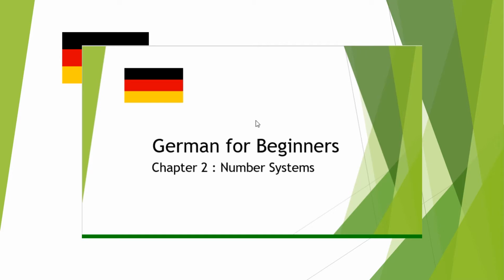Today we are in chapter 2. So we'll quickly learn the number system in German. We will check the corresponding word of English and how we are pronouncing it in German, and what the rules are for framing a number. So let's start.